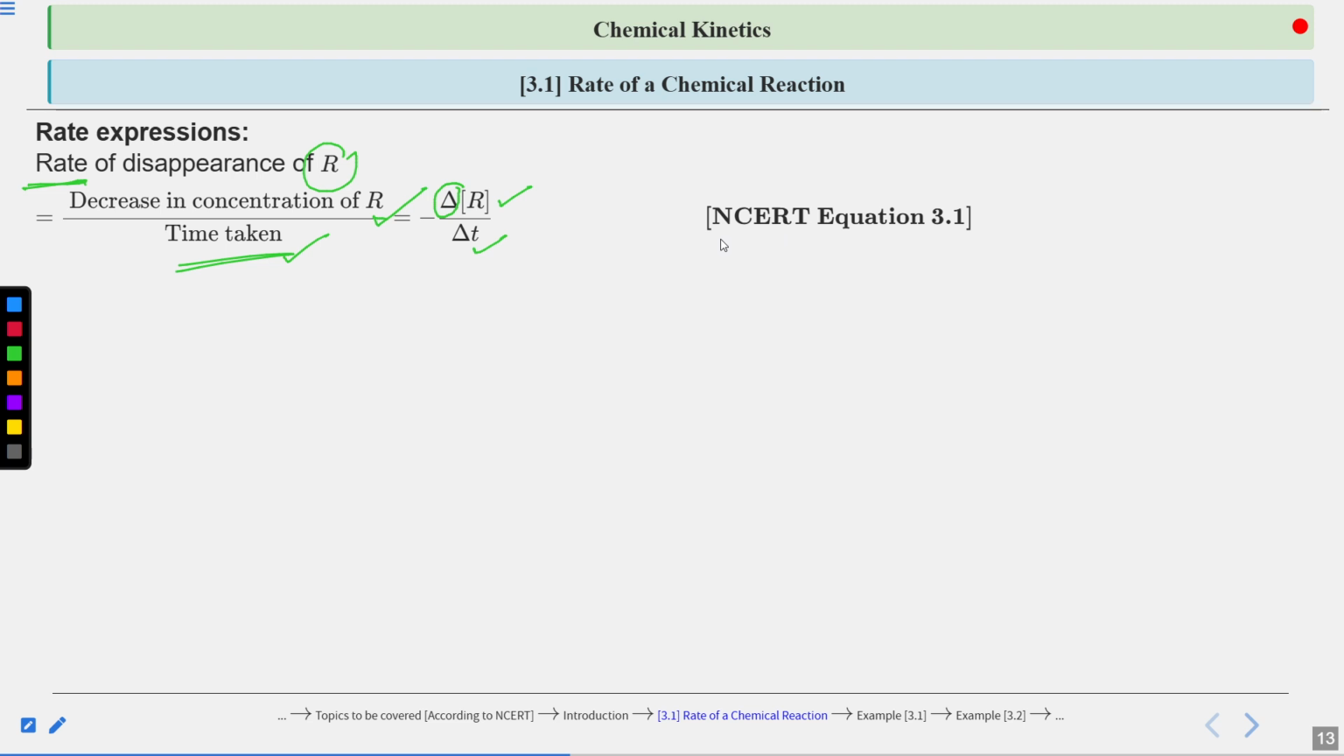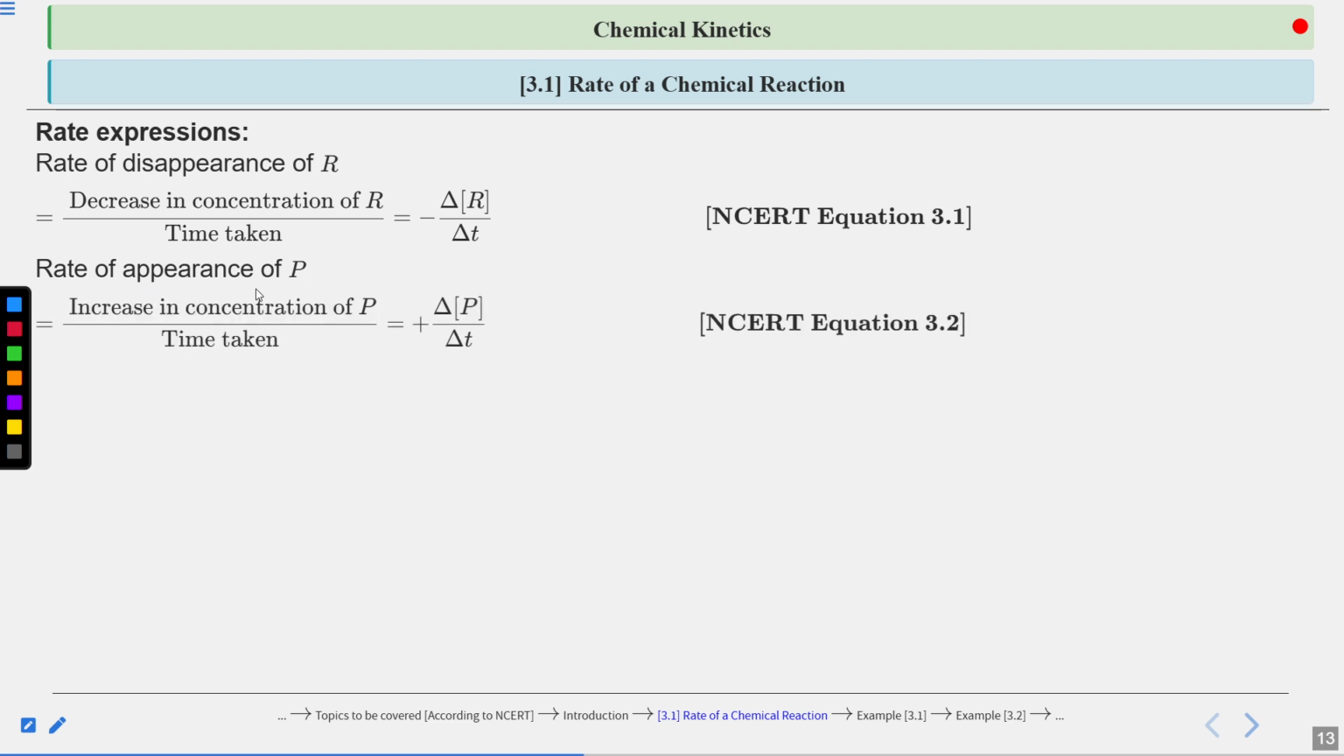And this is the NCERT equation marked as 3.1 in our NCERT textbook. Now the rate of appearance of P, that is the product, will be the increase in concentration of P divided by the time taken in that process, which is equal to positive delta P upon delta T. This is the NCERT equation marked as 3.2. Now if you see, the rate of disappearance of R has a negative sign here and the rate of appearance of P has a positive sign. You know why?